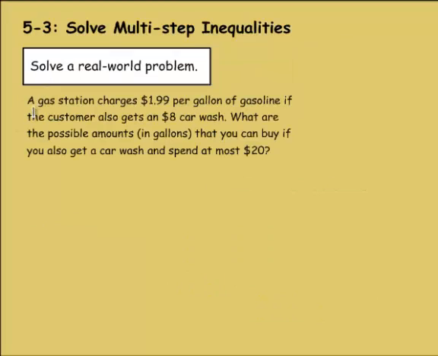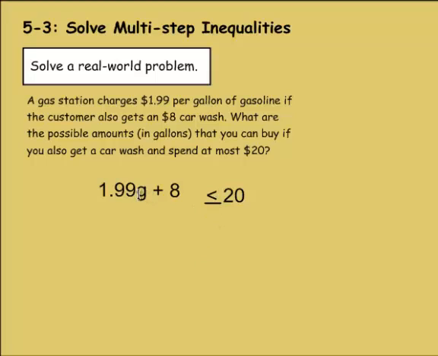Let's look at a real world problem. A gas station charges $1.99 per gallon of gasoline if the customer also gets an $8 car wash. What are the possible amounts in gallons that you could buy if you also get a car wash and spend at most $20? So I always like to start with the inequality here: spend at most $20. So we could spend less than or equal to 20. The amount you're going to pay is that $8 car wash for sure, so it'll be plus 8. And then the amount of gallons, so let's do that in G, times $1.99. So 1.99G plus 8 needs to be less than or equal to 20.